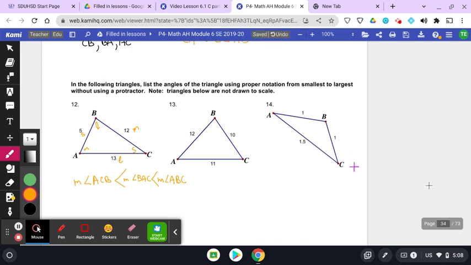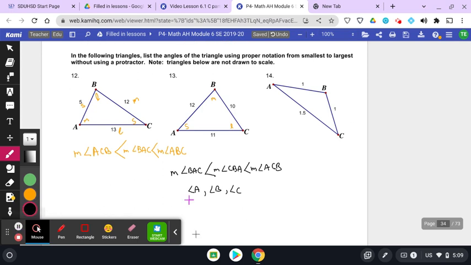Okay, so same kind of concept. You try number 13 and then check your answer. Okay, so here I got the measure of angle BAC is less than the measure of angle CBA, which is less than the measure of ACB. Now, because you don't have 3 rays coming off of one vertex, you really could just name it with one letter. That's fine in this situation. So you can say angle A is less than angle B, which is less than angle C. That would be perfectly fine.